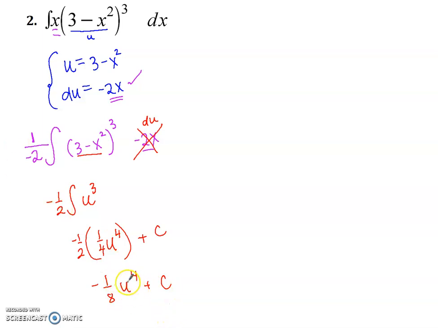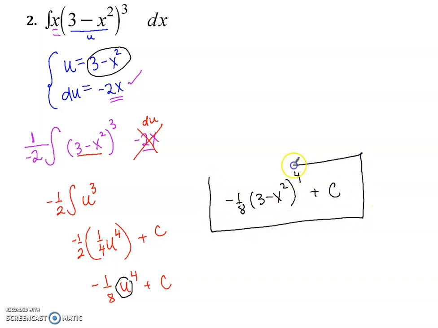Then the last thing I need to do is put what I picked out for u back into the equation. So my final answer is going to be negative 1/8 times 3 minus x squared to the 4th plus c. Okay, let's go ahead and do one more example like this, and then we will do a couple with radicals in them.